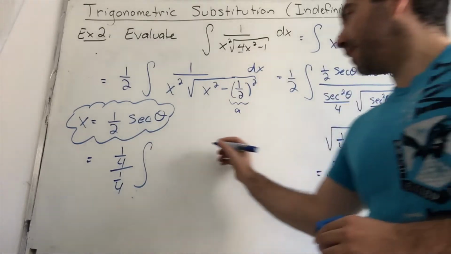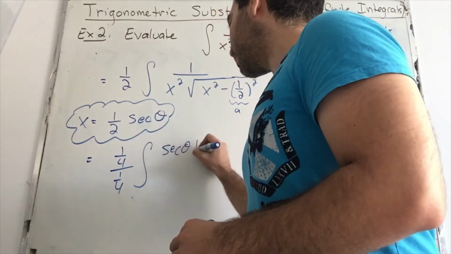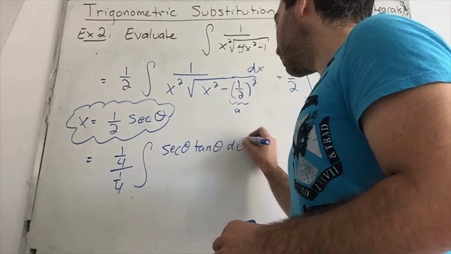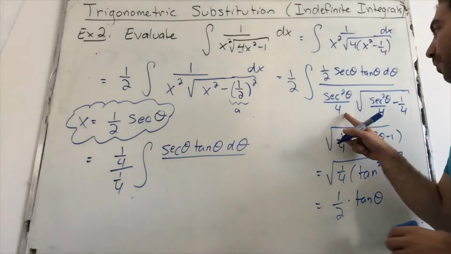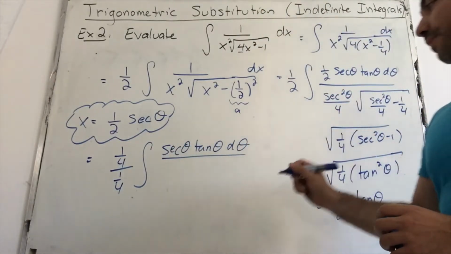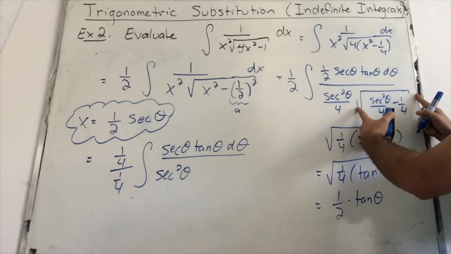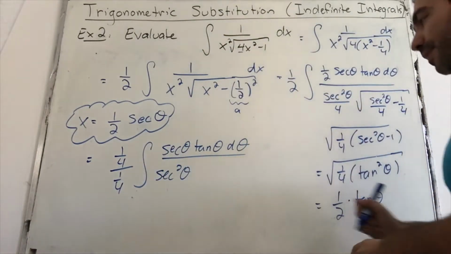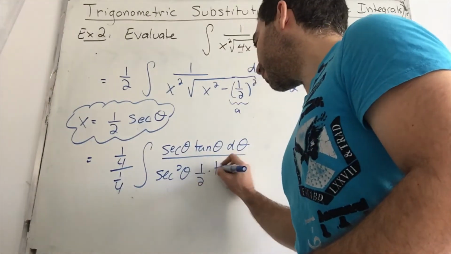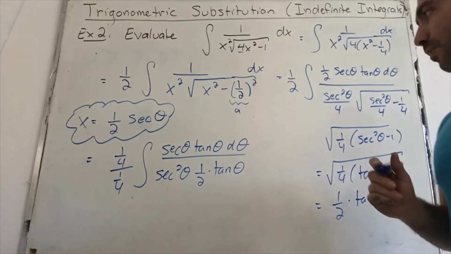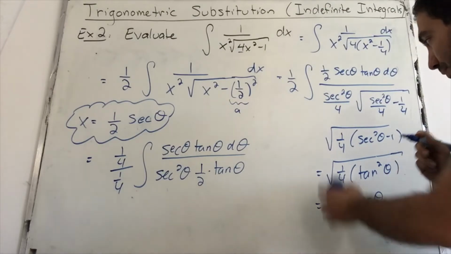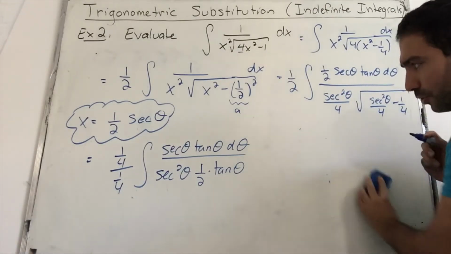On top we have secant theta tan theta d theta, and on the bottom the quarter I took out, and we're left with secant squared theta. And we said that the square root of all this is the same as just a half tan theta. So we have to be careful with all these constants and not lose track of what's going on.